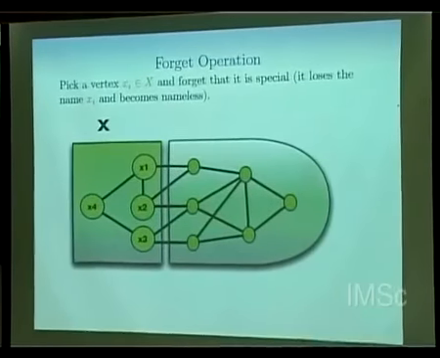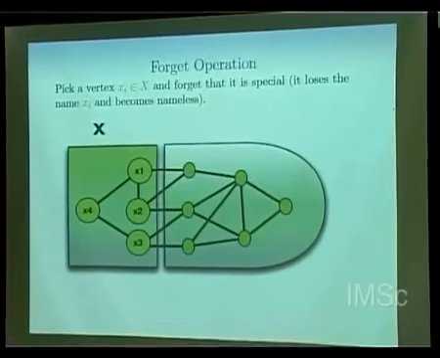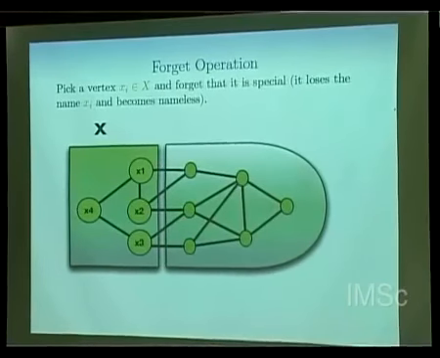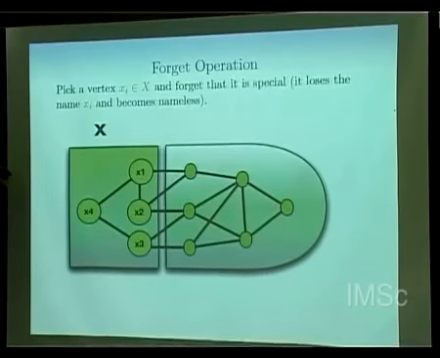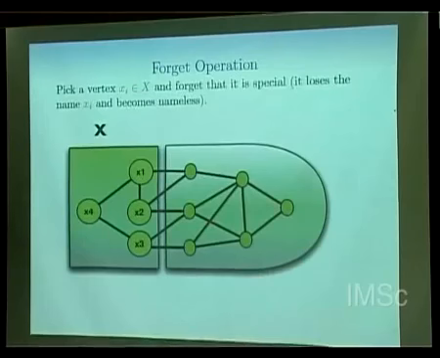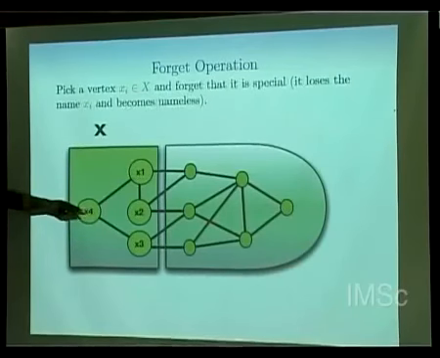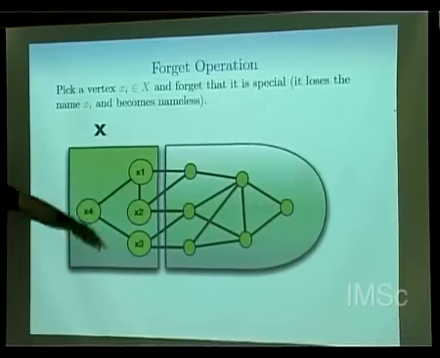Now let me introduce another operation on this boundary graph, which I call the forget operation. What is a forget operation? It's nothing. I have this guy, I want to forget someone. Forgetting someone means that I remove his special power. That is, I will not name him and remove him from the x. I will not treat him any differently.